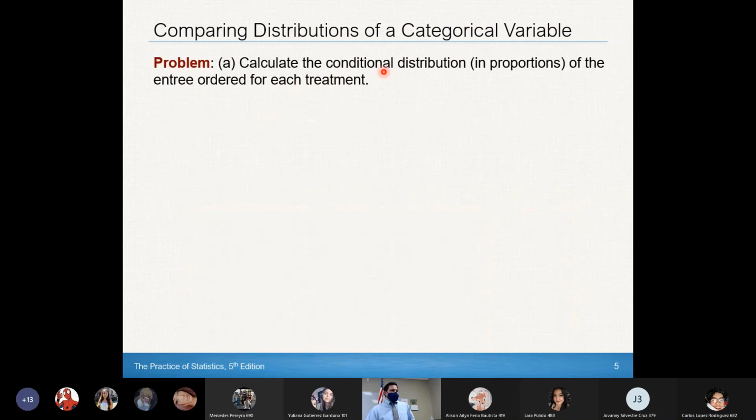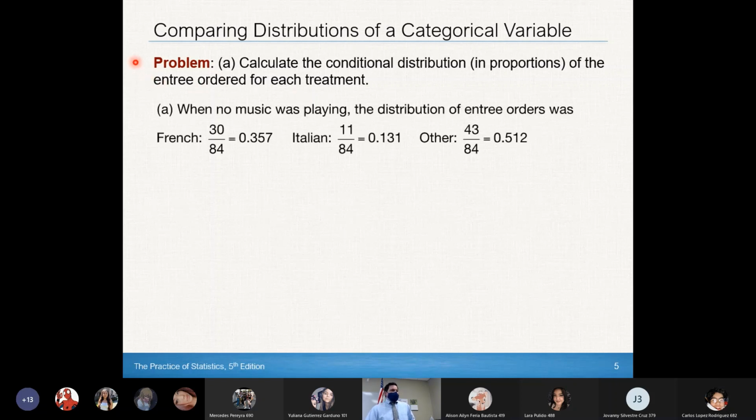Problem, we want to calculate the conditional distribution in proportions of the entree ordered for each treatment. So when no music was playing, the distribution of entree orders was French 0.357, Italian 0.131, and other 0.512.